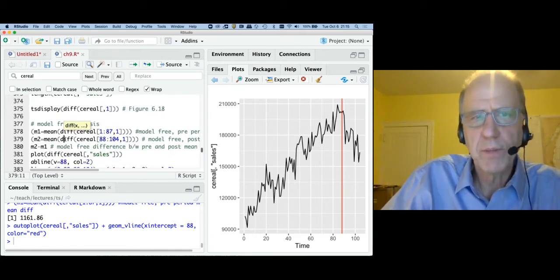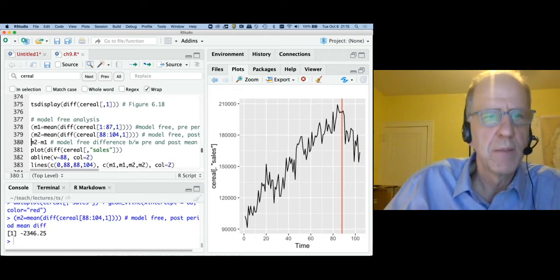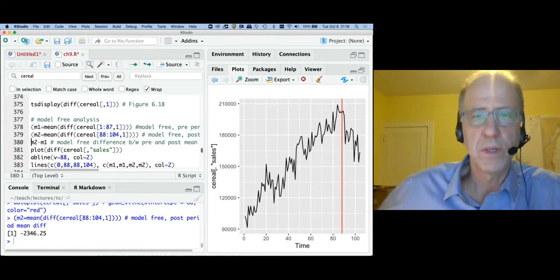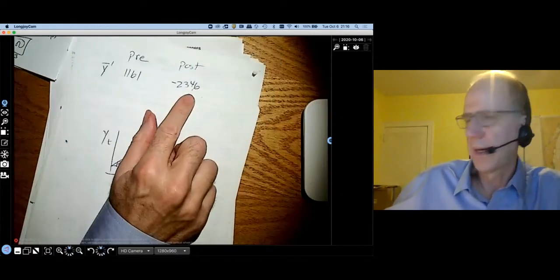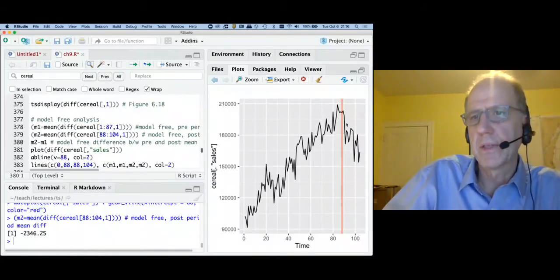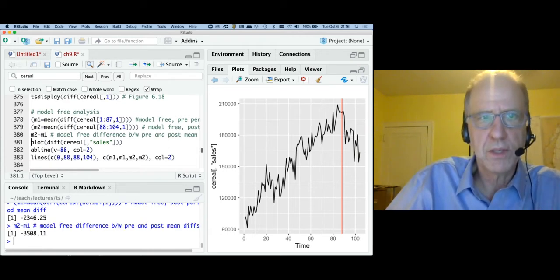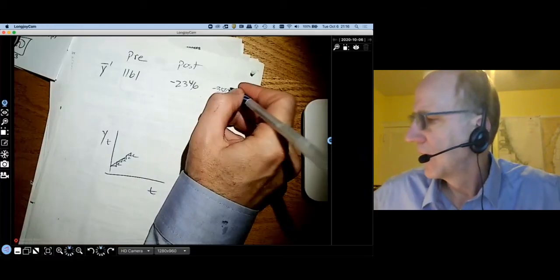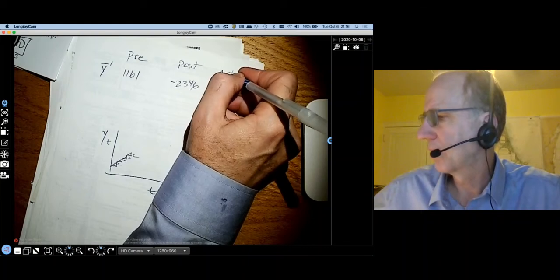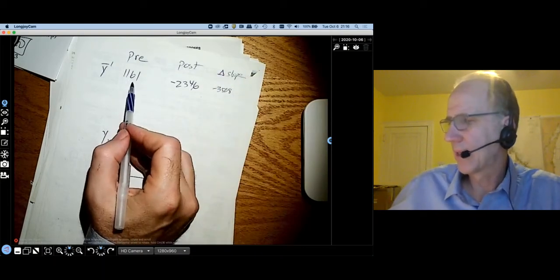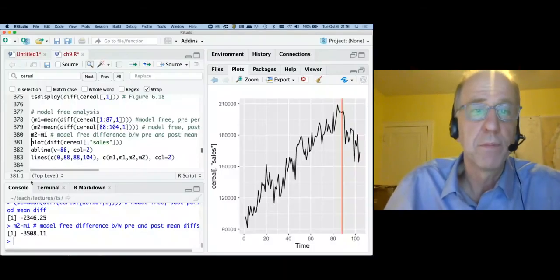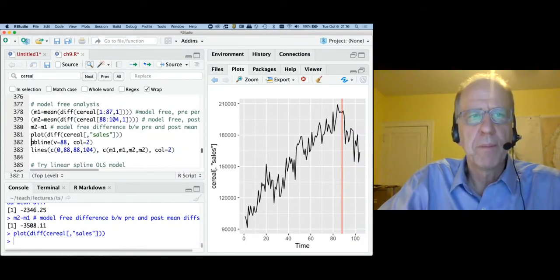Well, now let's do the same thing for the post-period. We'll take the mean of the differences, and what we see is that the mean of the differences is negative, so minus 2346. So I just wrote that here, and we can think about that's the slope in this region. Now if I take the difference, that's going to tell me how much did the slope change. So minus 3508. So let's just call that the change in slope. So we've gone from a positive 1161 to a negative 2346. So in other words, the slope went down by 3508.